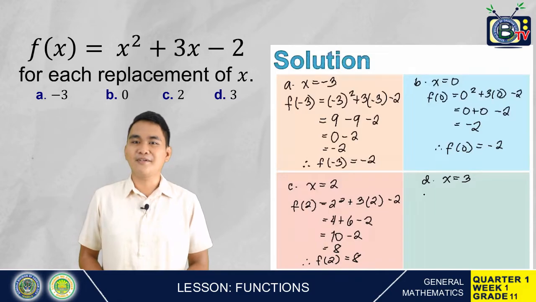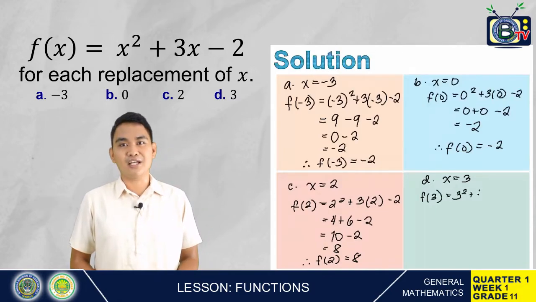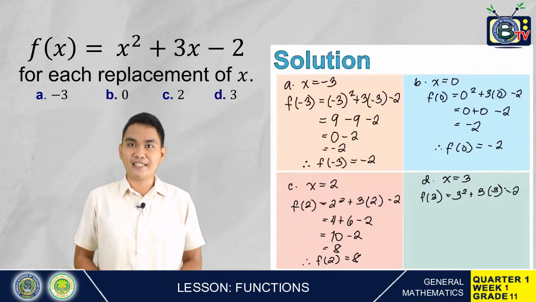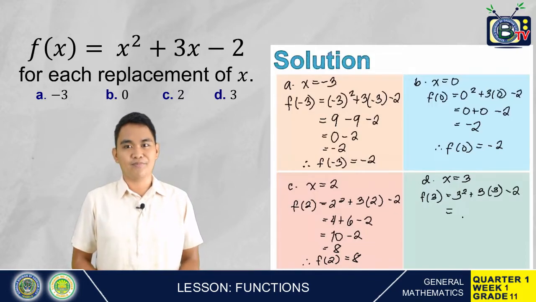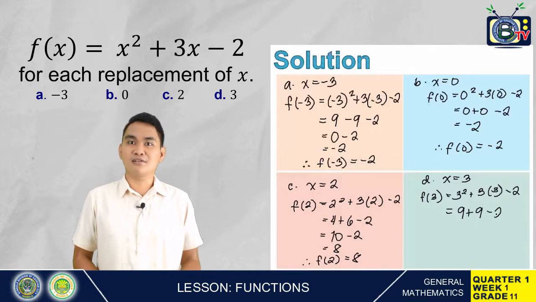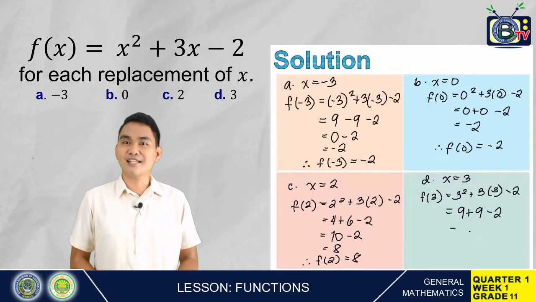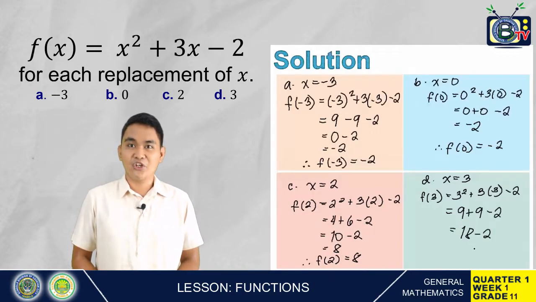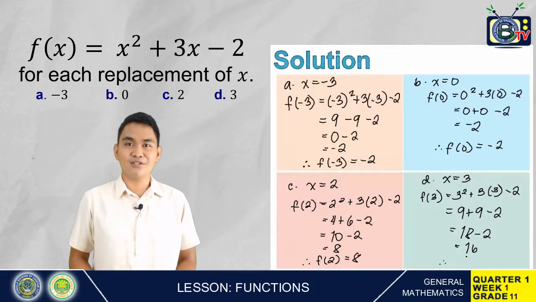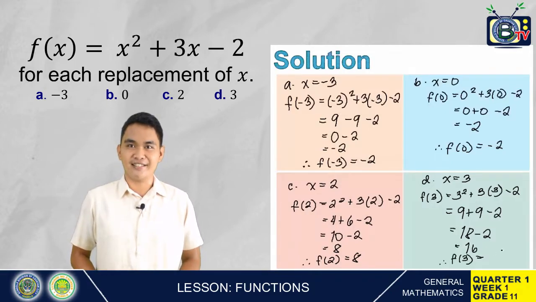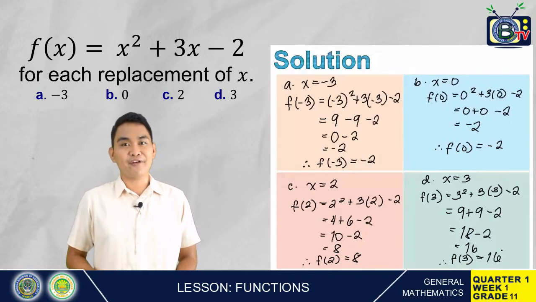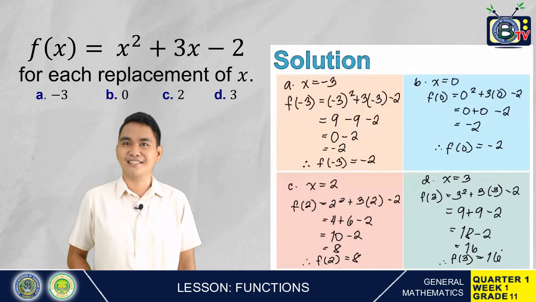For letter D, if x is equal to 3, then f of 3 is equal to 3 squared plus 3 times 3 minus 2. Simplifying the result, we have 9 plus 9 minus 2, which is equal to 18 minus 2. The final answer is 16. This means that if x is equal to 3, then the value of the function is equal to 16. Did you get it?